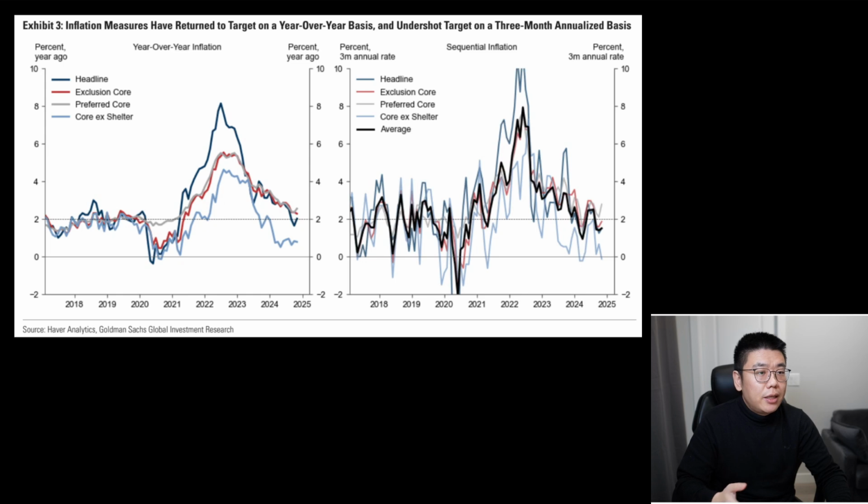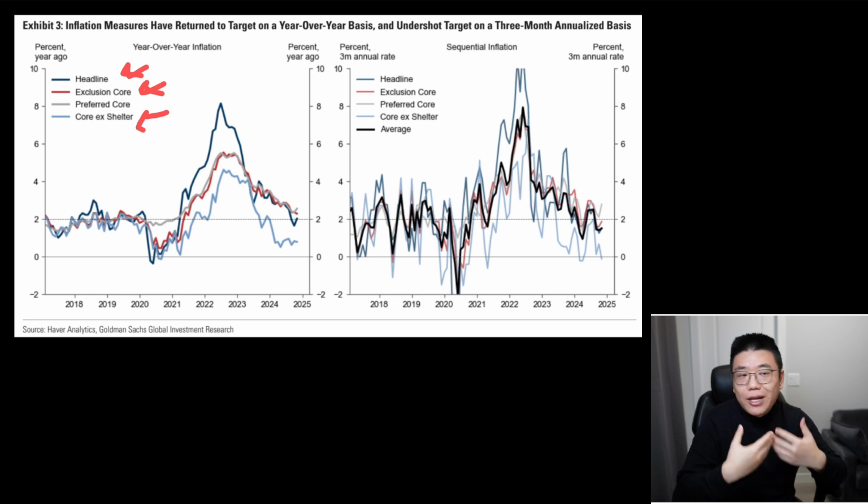Now let's take a look at the inflation situation in Canada. Most inflation measures are within the Bank of Canada target range of 1% to 3%. The headline inflation is currently at 2% year over year. Core inflation is at 2.3% year over year. Core inflation ex shelter, or no housing, where the housing portion is excluded, is at 1%.